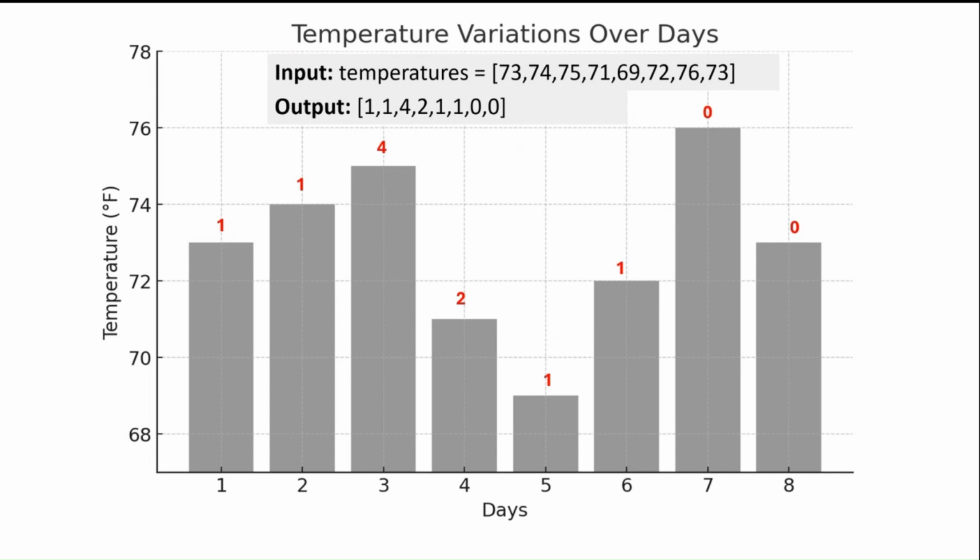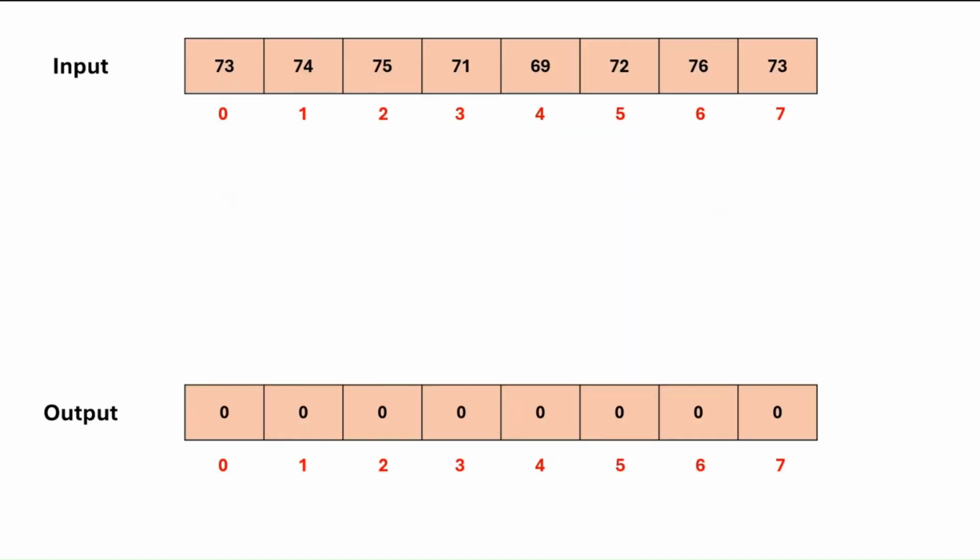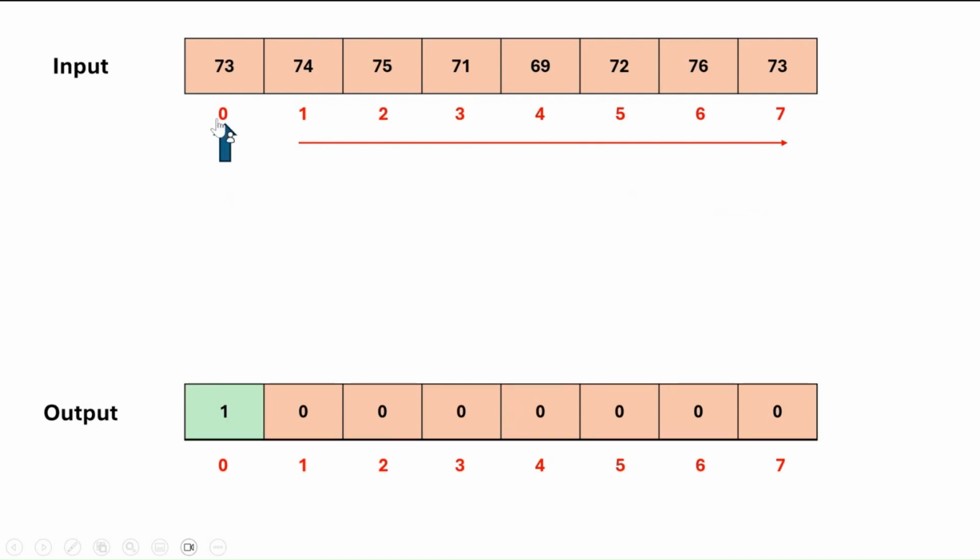So how can we solve this problem? One of the simple ways is that for each day, you scan the entire array starting from the next day and check for the first day where you observe more temperature than this day. You take the difference between that day and the current day, and that will be your answer. For example, here for day 0, we see more temperature on day 1 only. So the difference is 1 minus 0, 1. That is the answer for day 0.